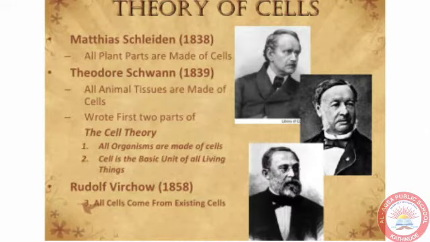Now let's see what is cell theory. Cell theory was actually proposed by two scientists, Schleiden and Schwann. According to them, all organisms are made up of cells, and cell is the basic unit of all living things. Now, apart from these 2 points, another scientist called Rudolf Virchow added one more point to this cell theory, that all cells come from pre-existing cells. That means all cells are coming from an old cell, or all cells form from already existing cells.